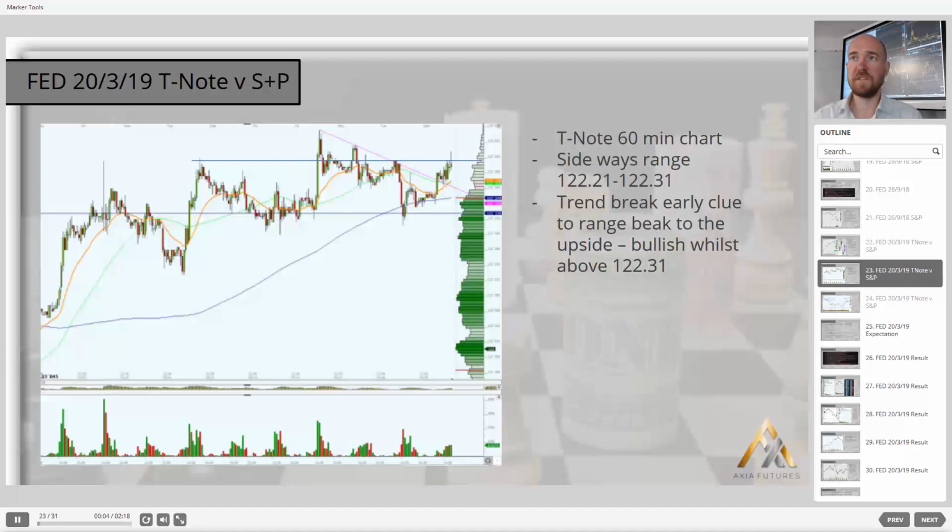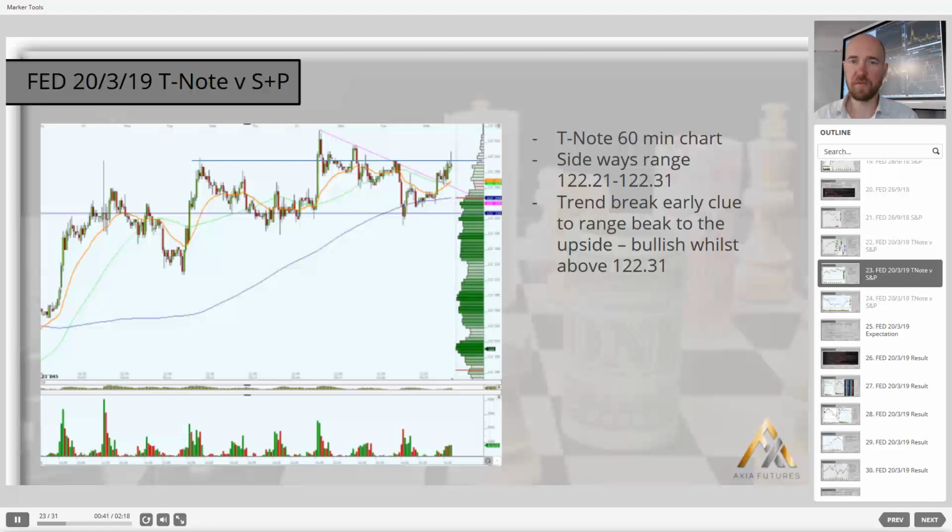Now the T-note is sitting in a sideways range, so somewhat balanced. What this does mean is that a breakout in either direction is likely to create quite a larger move because of the energy that's been built up in this range. When we address the larger time frame, the daily perspective, you'll see why a move to the upside is perhaps the slightly more favoured move. But nonetheless, currently the range in the T-note is approximately 122.31 down towards 122.21, so a 10-point range.